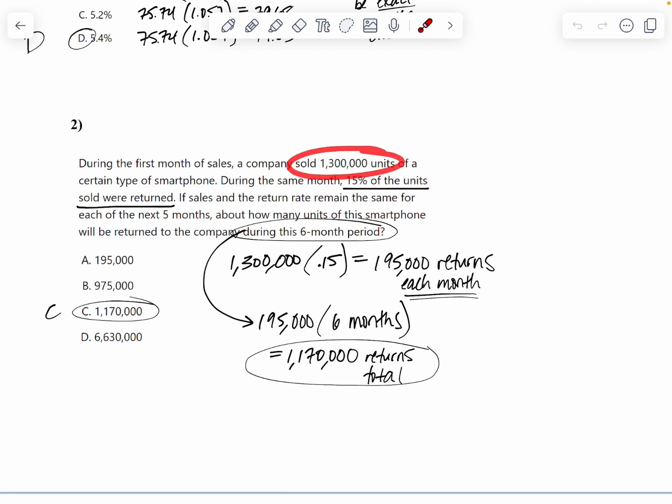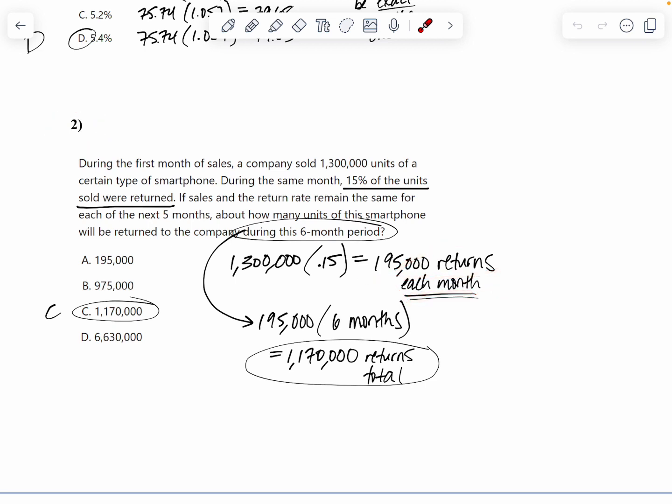We have 1,300,000 units, and 15% of the units were returned. Let's figure out how many were returned. I'm taking the total and I'm multiplying by 0.15. It's just 15% of the total that tells you how many were returned. And notice how I'm writing myself little notes. What does your scratch work look like when you're taking a practice test? Hopefully it's organized. It has numbers. You have little notes to yourself. This is the number of returns, and it's each month.